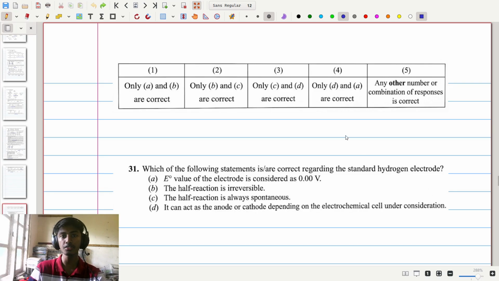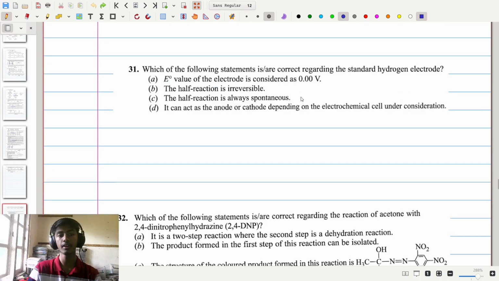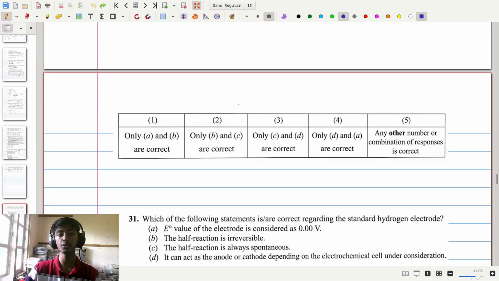Now in these questions from 31 up to 40, each question has 4 answers labeled A, B, C and D. And out of these, when you find which of them are correct, you can then go up and use this answer key to find the correct response number.